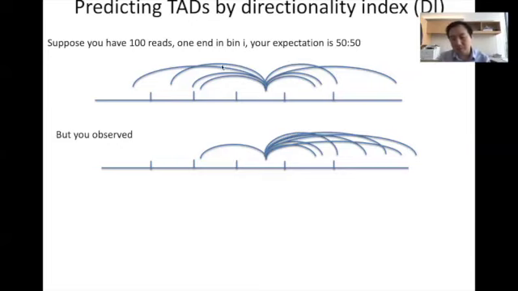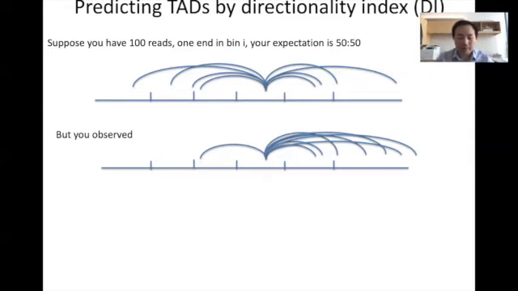But what we observe in a real Hi-C map, we sometimes see like 90% of the reads, or even a big portion of them, the majority of the other end of reads will be aligned downstream rather than going upstream. So that means there's actually a bias. So this part of the genome tends to interact with the downstream rather than upstream, right? I hope we are clear on this point.